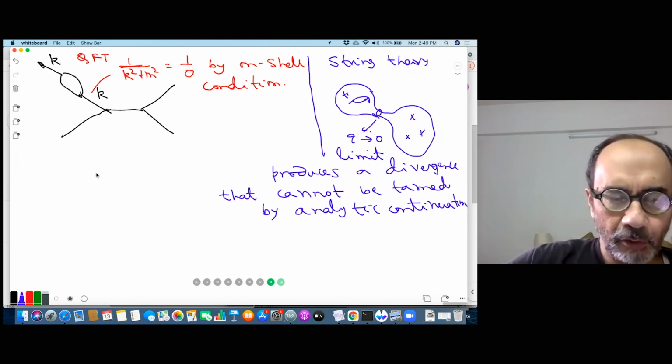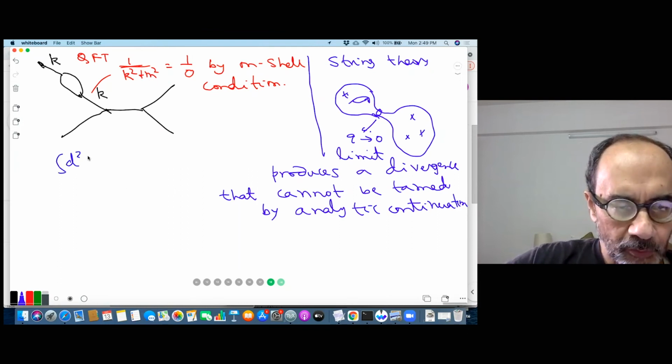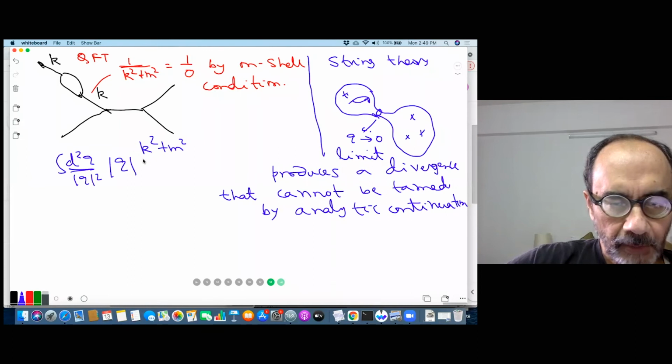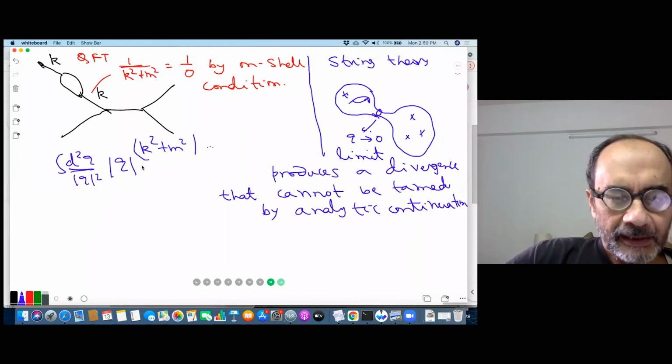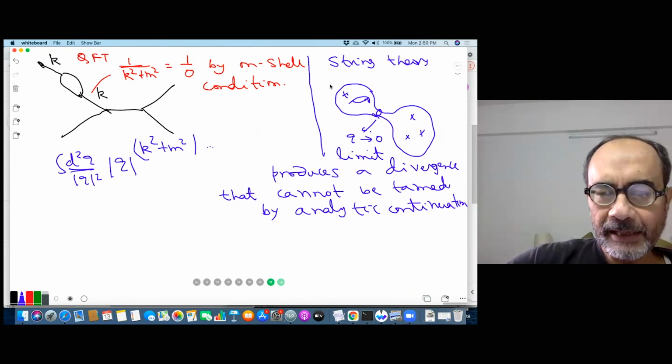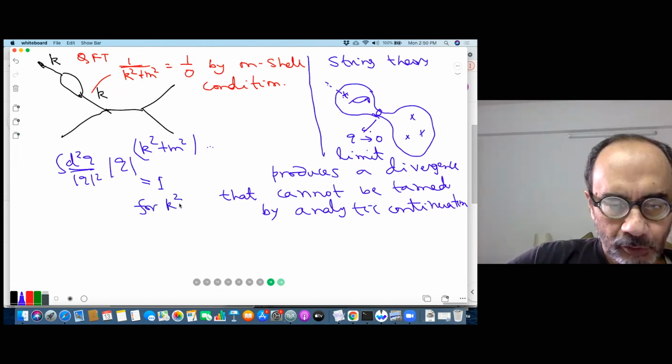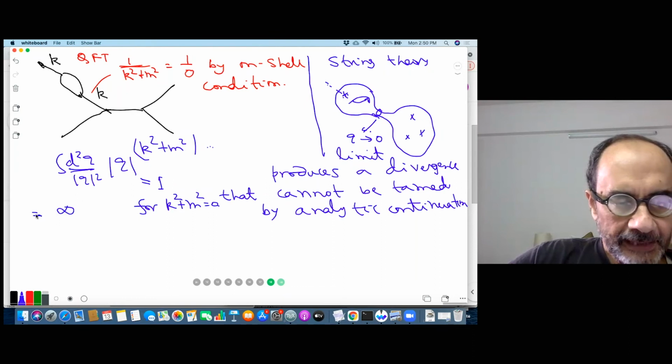Okay. Basically, because what will happen is that you will get an integral d^D q over |q|^2 to the power k^2 + m^2, maybe with some multiplicative factor. And because k^2 + m^2 is forced to be 0, since this external state is on shell, this just becomes 1, for k^2 + m^2 equal to 0. So there is a k_i dot k_j kind of term. So this will produce a divergence. So this is infinite and cannot be analytically continued.